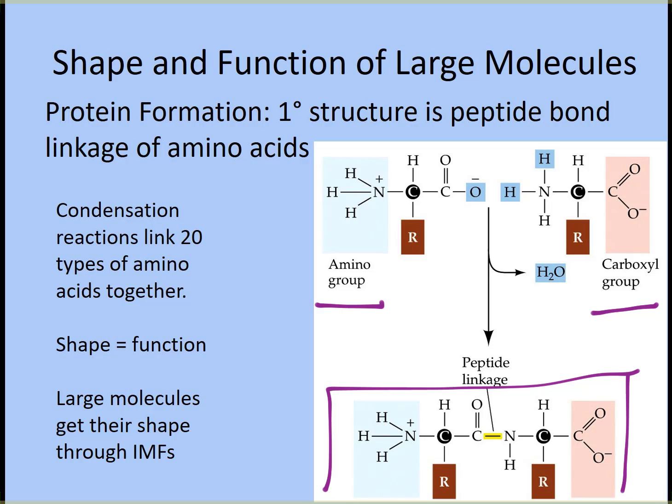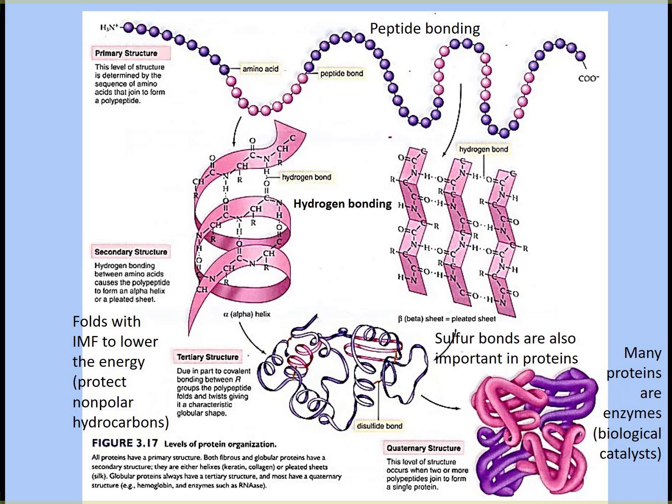So these large molecules, their shape equals their function. So in other words, how their shape is how they function in an organism. And large molecules get their shape through intermolecular forces and with folding and curling up on itself. So the amino acids are represented here by a little circle, and they are linked together with peptide bonds. And this is what's called the primary structure. And so this is what it looks like.